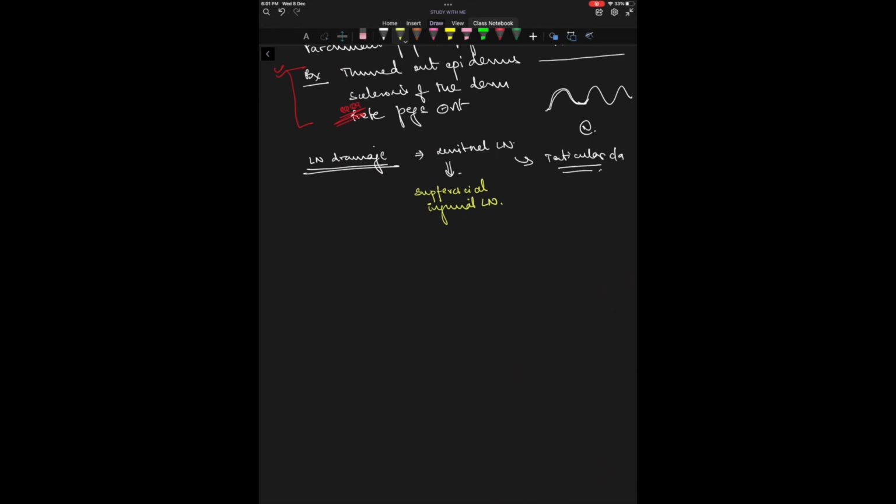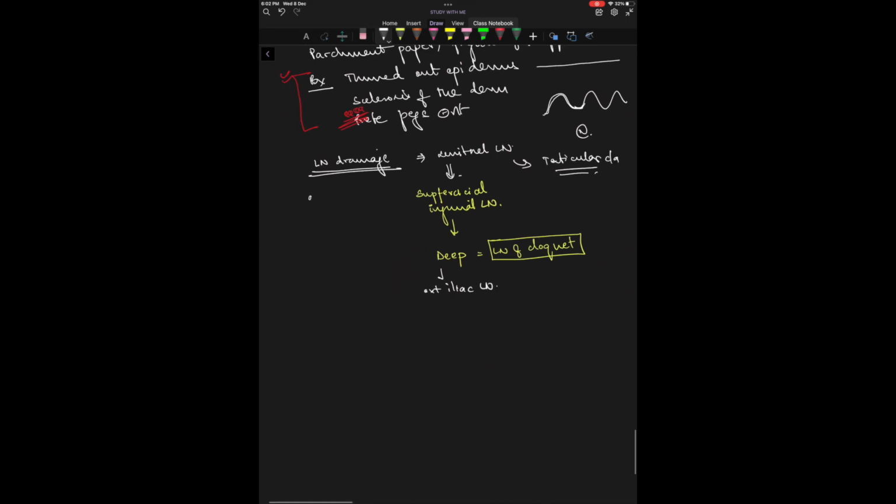Okay, then from superficial inguinal lymph node, it will go to deep inguinal lymph node, which is known as the lymph node of Cloquet. Sorry, and then from there it will go to external iliac lymph node. All right, this is in anterior structures.